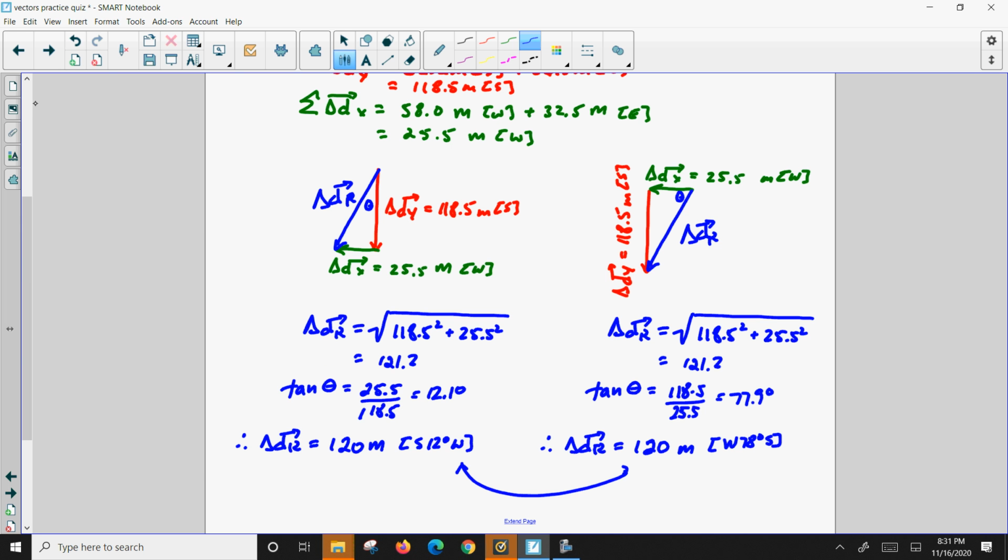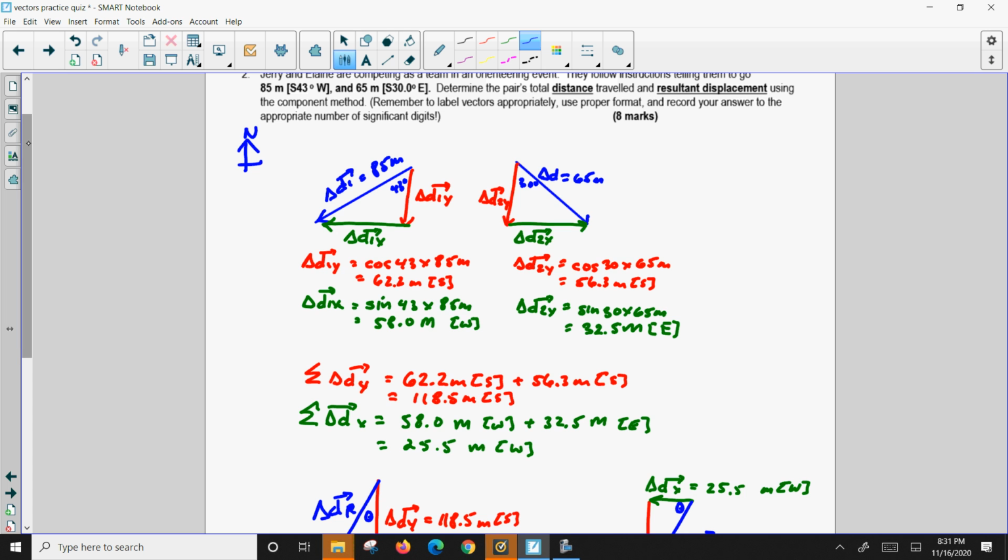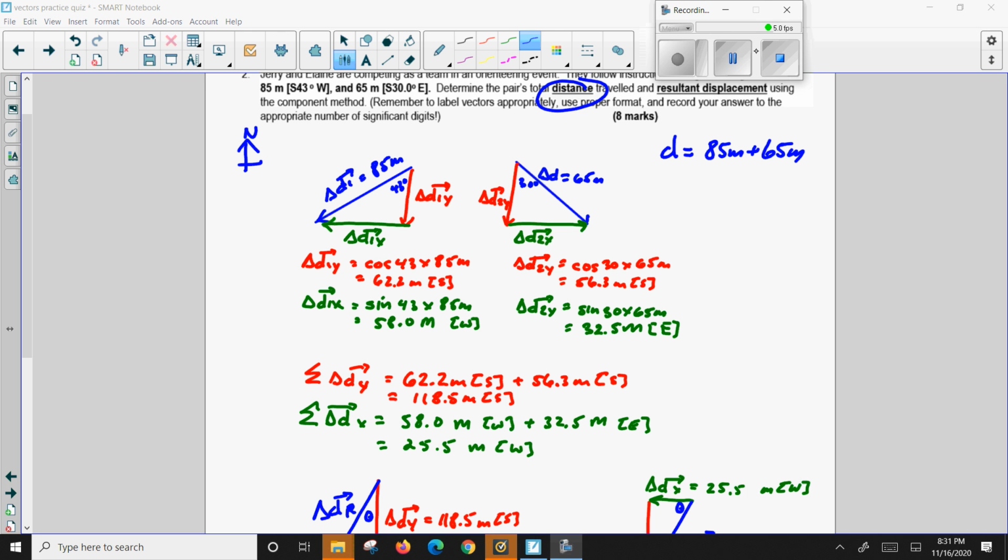Now the last part of the question has one quick thing to ask. It asks you, what is the distance here? For the distance, remember, it's just a regular d symbol. We have 85 meters, no direction, plus 65 meters. When we add these together, we end up with 150 meters total. So that's the total distance. There's no direction. You just add the two numbers together.